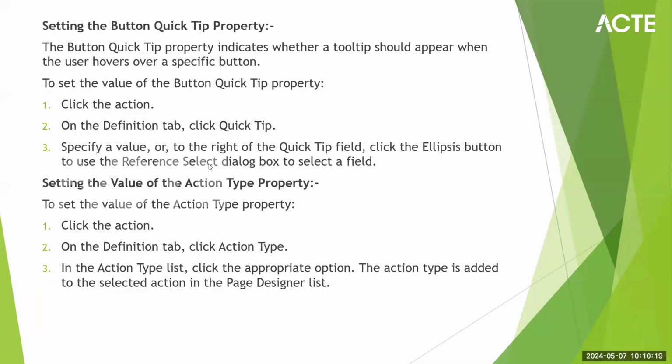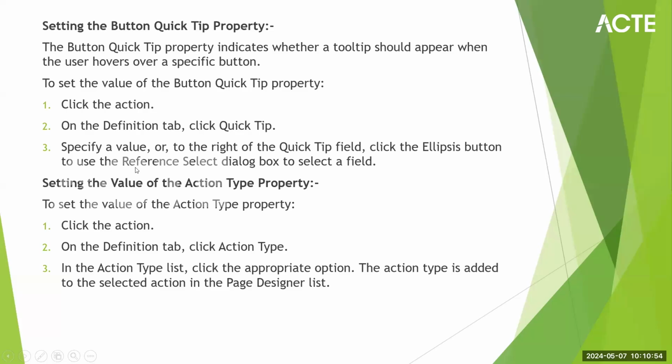Next is setting the button quick tip property. The button quick tip property indicates whether a tooltip should appear when the user hovers over the specific button. For example, I have a button here on the action. When I move my mouse over this button, if any action or any particular text should appear, then this kind of property should be used.